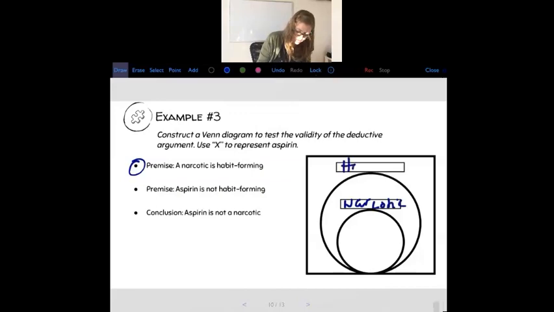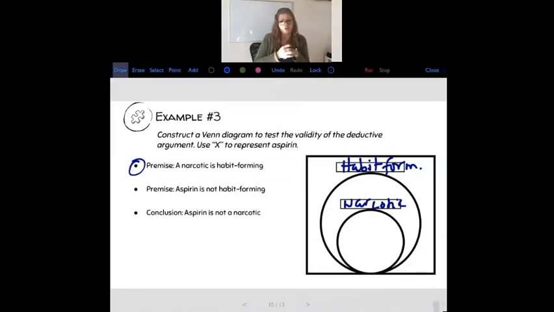is habit forming. And what I would say with this is, if you're not sure which way to label the inner circle, or the subset of the outer set, try both ways and read it back to yourself using those categorical propositions we talked about. When you read it to yourself, make sure it matches what the premise is saying. Is it saying anything that's habit forming is a narcotic, or is it saying all narcotics are habit forming? A narcotic is habit forming, so that's why it's in the subset circle.